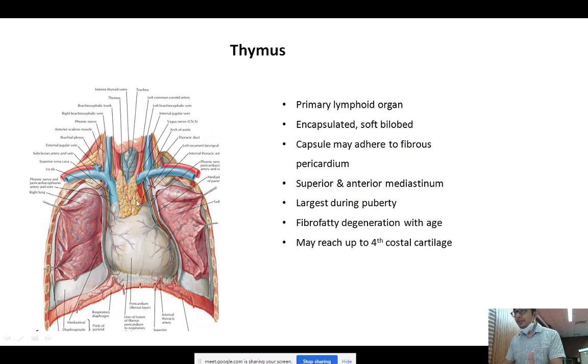It is large in puberty. Later on, there is fibrofatty degeneration, and it may reach up to the fourth costal cartilage. Regarding the histology of the thymus, we will be having a separate class for that.